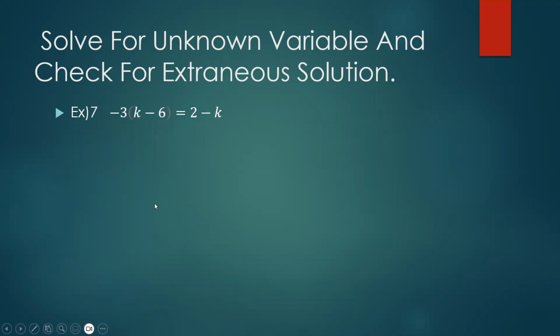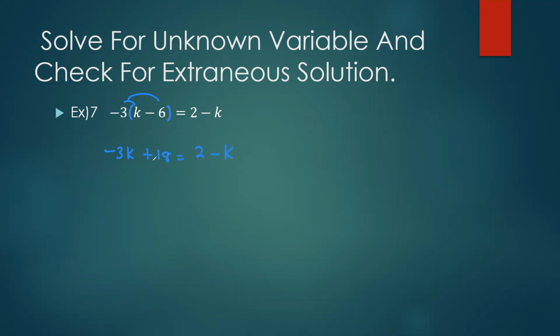Example 7, we have -3 times, this is in parentheses, k minus 6 equals 2 minus k. So first simplify the left and right. On the left, you can FOIL it out. So this is -3k plus 18. On the right, you have 2 minus k.